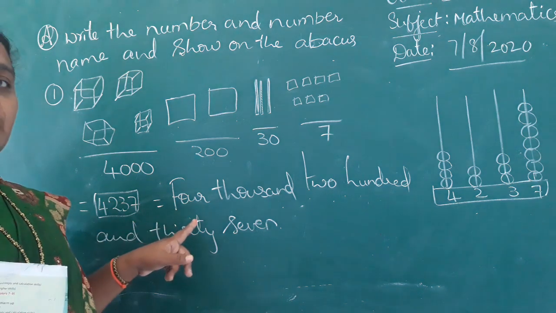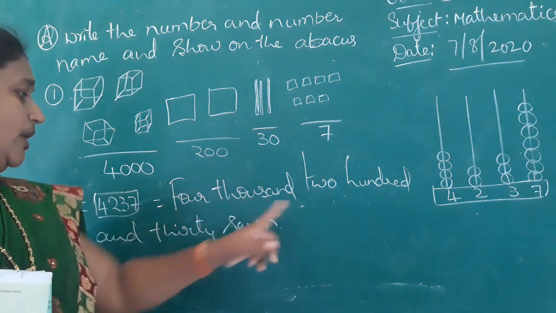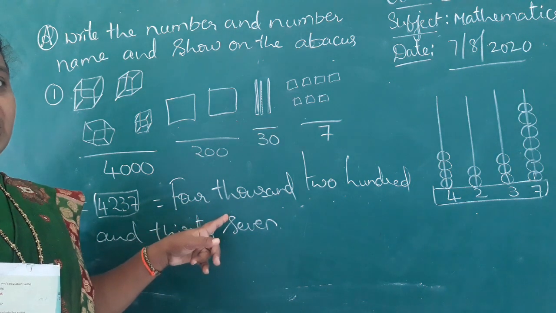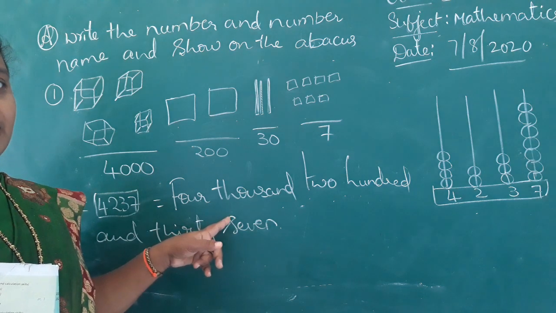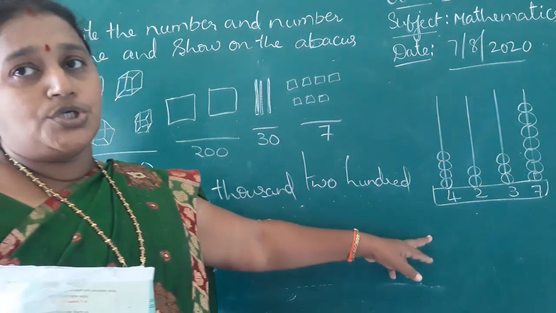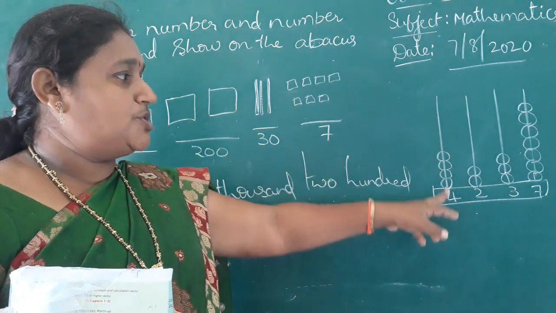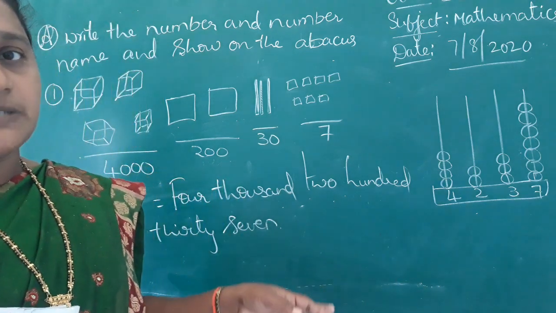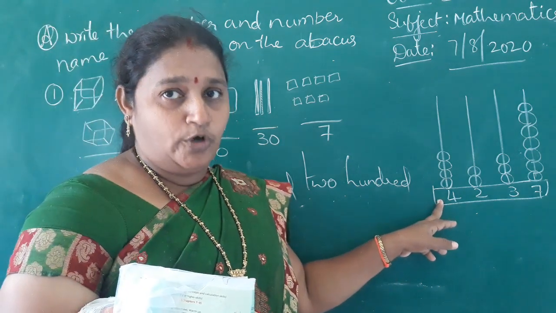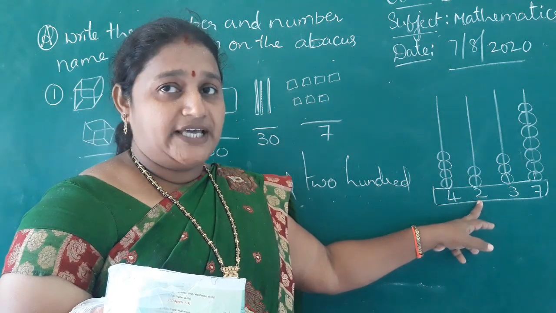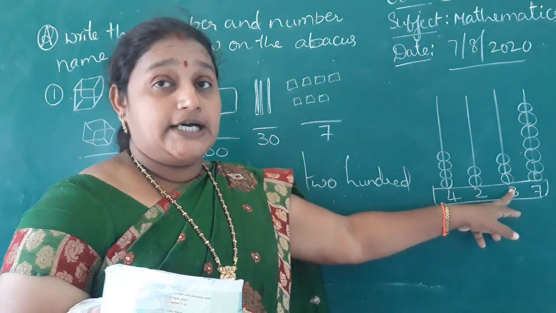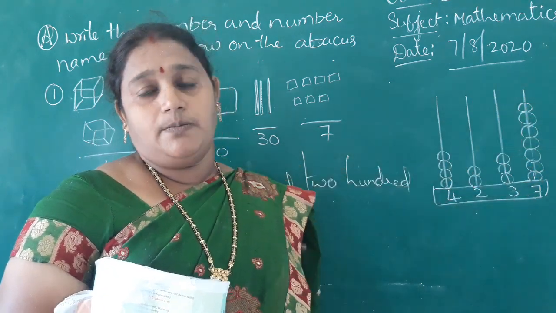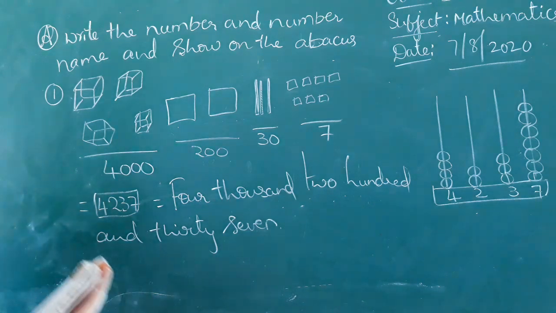What is that number name, children? 4,237. Here the spelling of thousand you have to learn: THOUSAND. In the thousands place you have to draw four beads. In the hundreds place you have to draw 2 beads. In the tens place 3 tens, 30, 3 beads, and 7 ones you have to draw 7 beads, like that. Okay. See the second question, children.